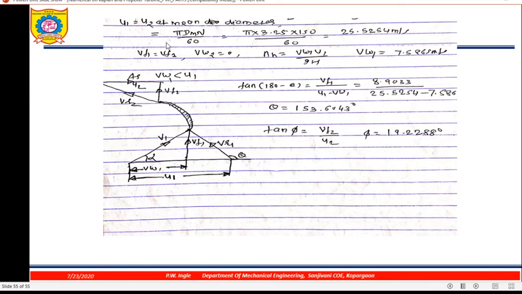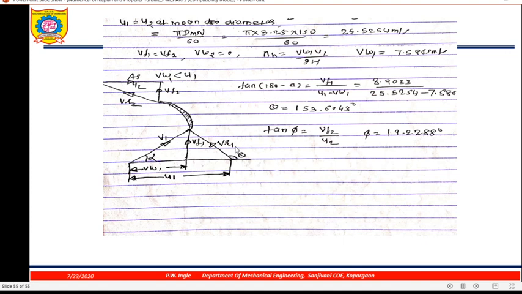Then U1 equal to U2 at mean diameter is 25.52. Vf1 equal to Vf2, Vw2 is 0. So what is hydraulic efficiency? Vw1 U1 by g. You see the value of U1 and Vw1. U1 is more, so that's why the velocity triangle will be modified like this. This is very important. Okay. While doing calculation, you must see the value of U1 and Vw1, and accordingly the inlet velocity triangle will be modified.